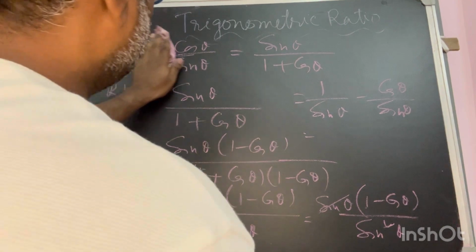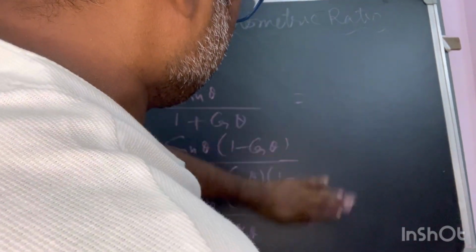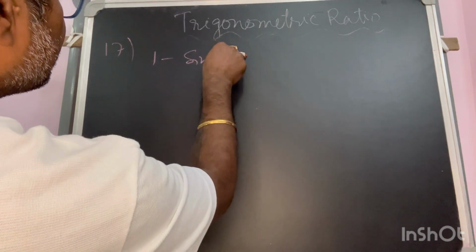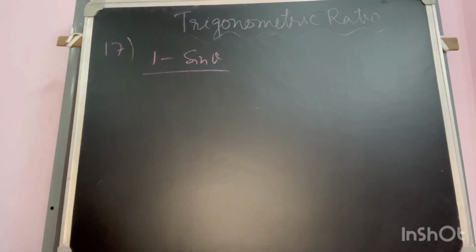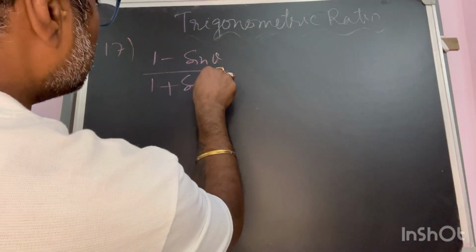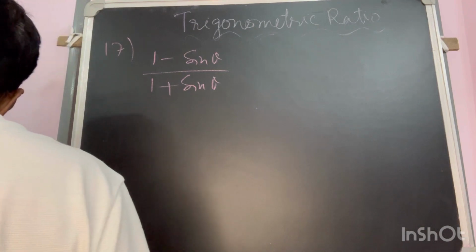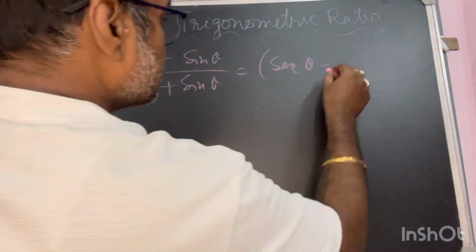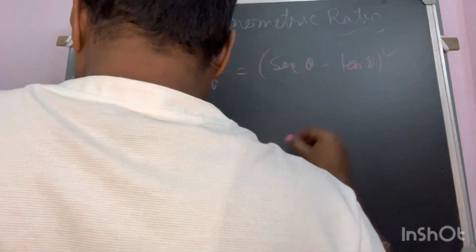Okay, moving to the next. 17. 1 minus sin theta divided by 1 plus sin theta, under root, and you have to prove it is equal to sec theta minus tan theta whole square.